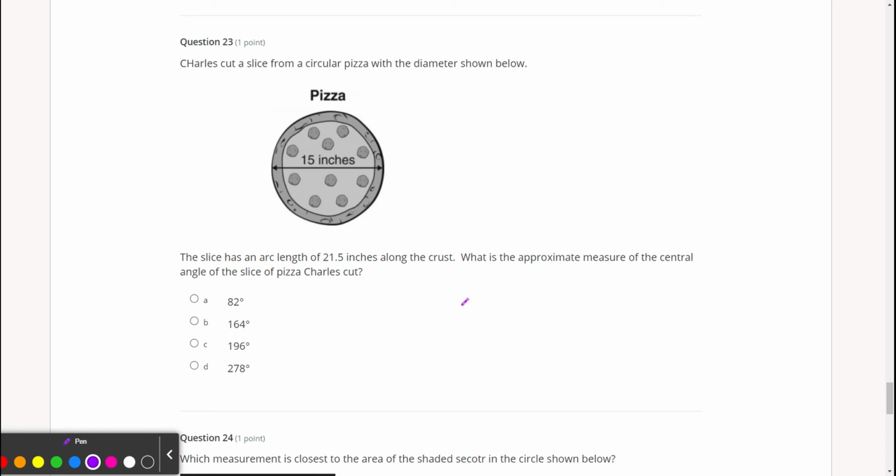This one's tough. This one you kind of have to back into. So I know this is the arc length, and that's what it equals at the end, 21.5. That's my piece here in inches. And that equals arc length, so that's circumference, times the angle, which is what I'm looking for, over 360. And we know the diameter is 15. So what can I change that C to?